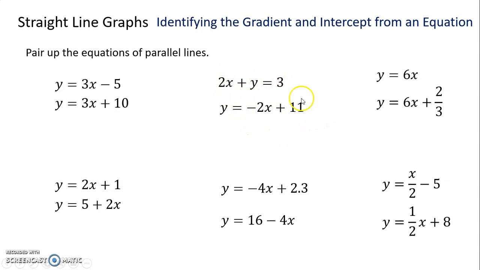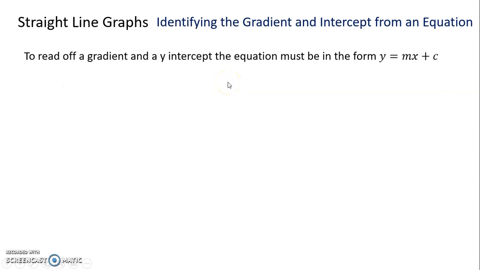This is the tricky one. So we're going to talk about this one right here and how we know that these are paired up, even though this has a -2 and this has a +2. We can't read off a gradient or an intercept unless our equation is in the form y equals something. We've got to have y as the subject. And that was the problem with this one. So I can't read off the gradient as 2 here. That wouldn't be correct because it's not in the form y equals.